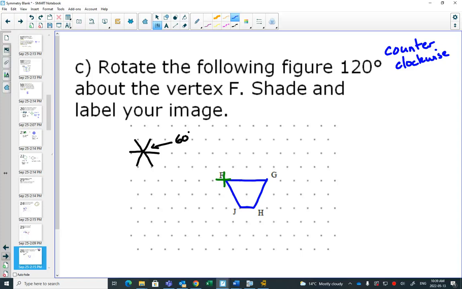Can you see that if you rotated something, 60 degrees would be 1 dot, 120 would be 2 dots. So we need to take this line, which right now is how many dots wide? 1, 2, 3, 4. 4 dots wide. And you rotate it 1 set of dots, 2 sets of dots. So now we go in the purple graph, counterclockwise, 1, 2, 3 to there. This will be G prime. What's happening is this is going to there.